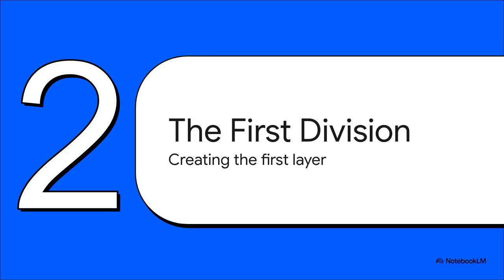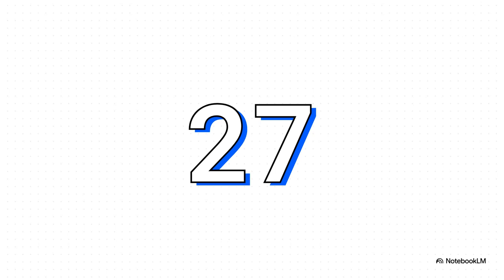So, part two, the first division. How do you get information out of a solid block? Well, you slice it up. This is our very first move to create a kind of address system inside the cube. And that first move gives us 27. Okay, a very specific number. So where in the world did 27 come from?